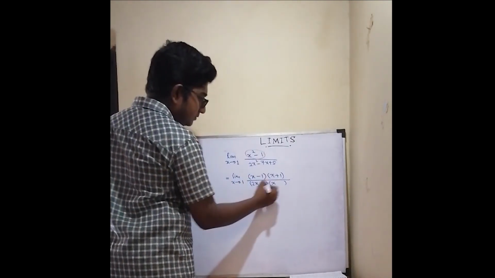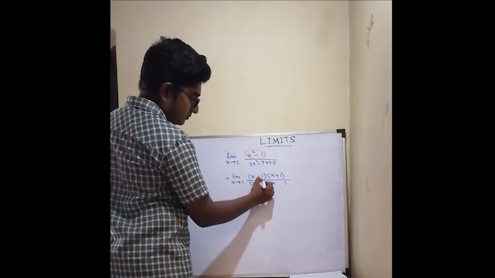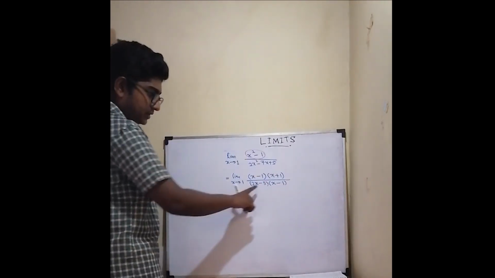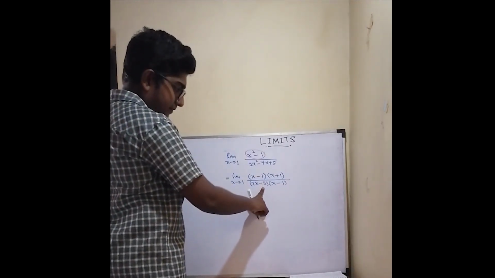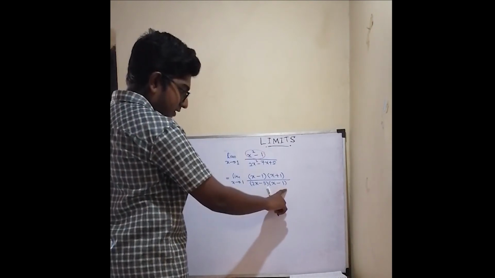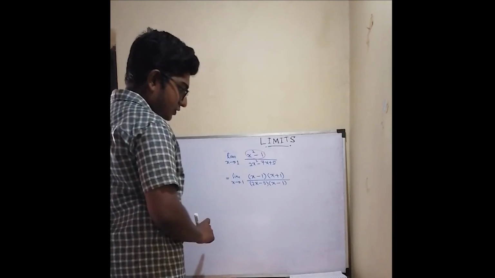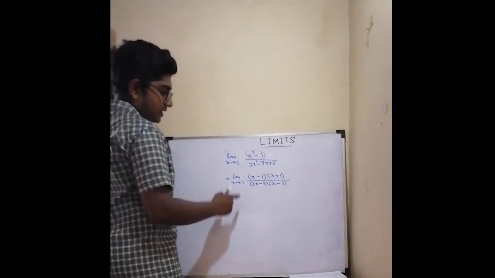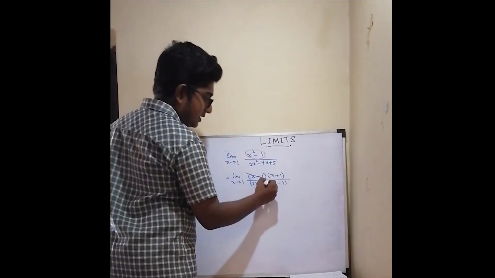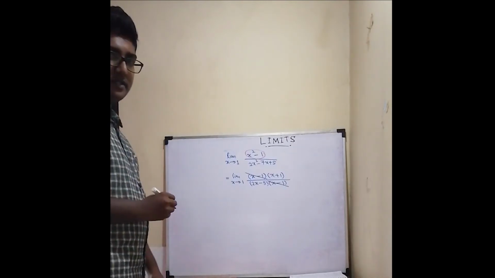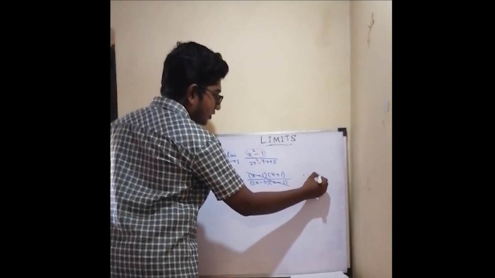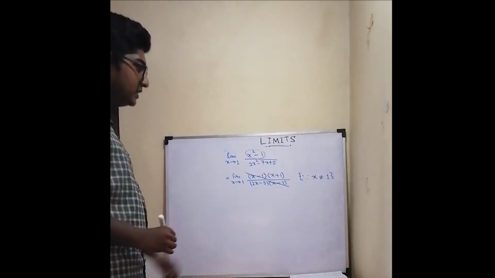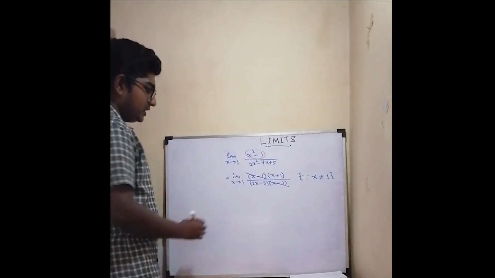Factors are, I think these two are the factors. Let's see. 2x squared plus 5 minus 2, 2x minus 5, x minus 1. These two are the factors. Now you can see we can cancel these two, x minus 1. After doing that, you have to state x is not equal to 1. That's why we cancel these two expressions.